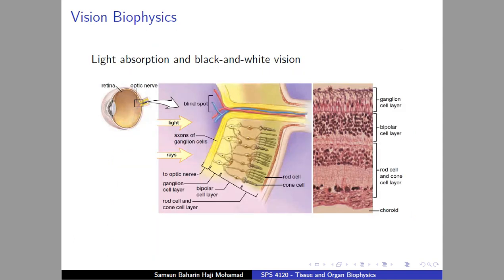Okay, so this is how the light is absorbed. The retina, optic nerve, and the blind spot. Light comes to the axon and ganglion cell. Here we have the rod cell and cone cell. This one will determine, from the energy, what signal is sent to our brain.